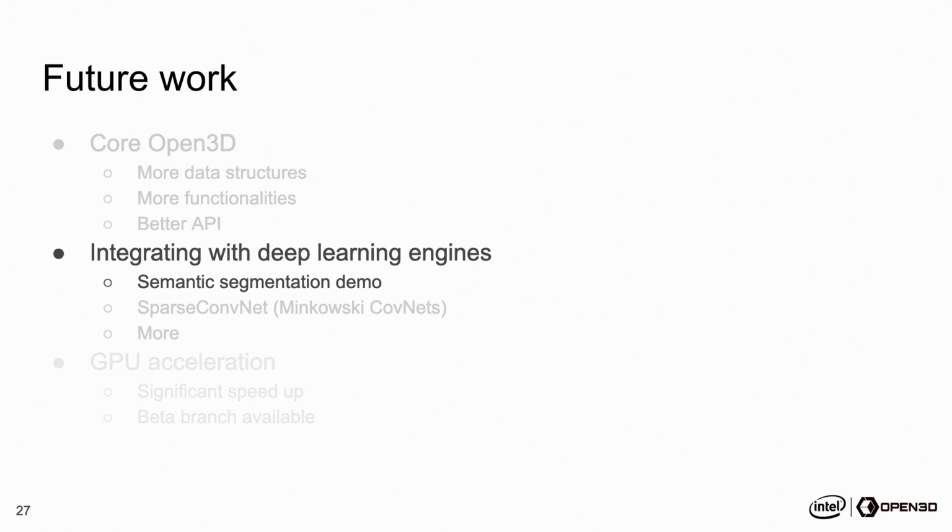So, the reason why we like this direction is that now the deep learning applications, a lot of them are 3D based. So being able to develop the pipeline easily and efficiently is important. So we provide integration with deep learning engines. So here comes the demo.